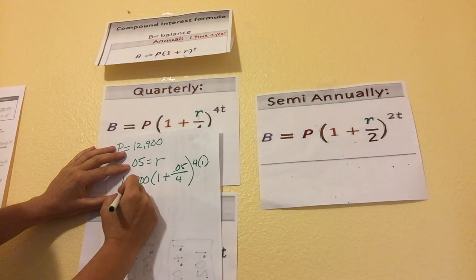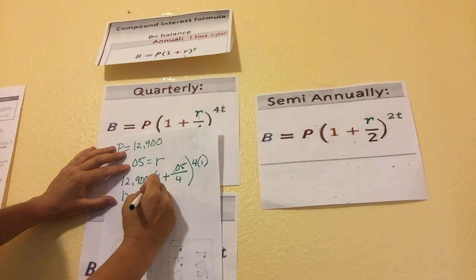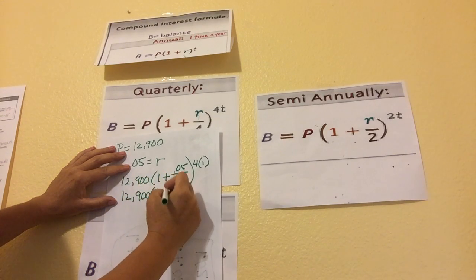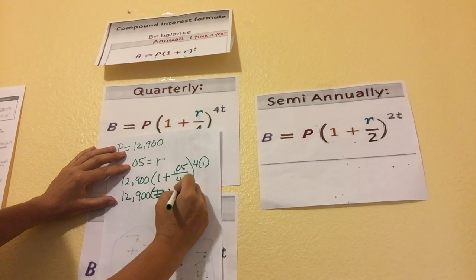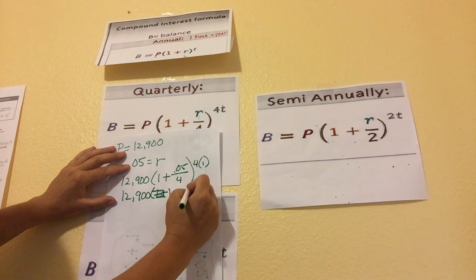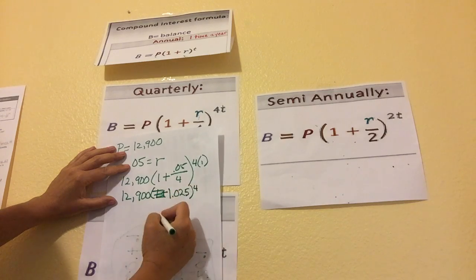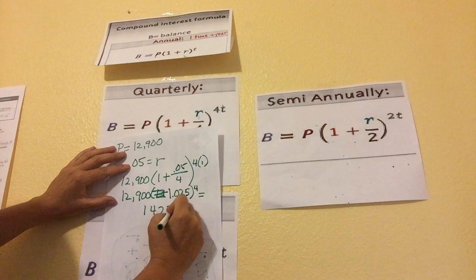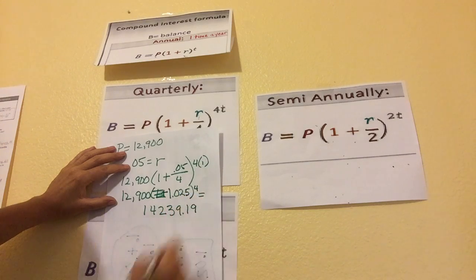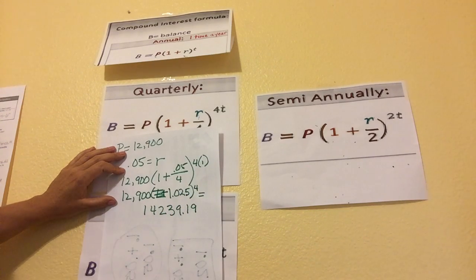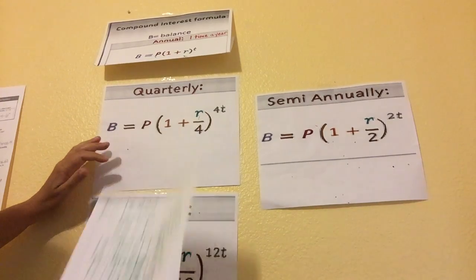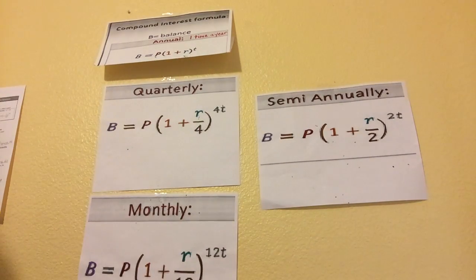Okay, and you're going to get 12,900, 1 plus, whoops, I should have combined that, huh? 1.025, to the 4, which equals 14,239.19. Okay? So that's how much it would earn at 5%.